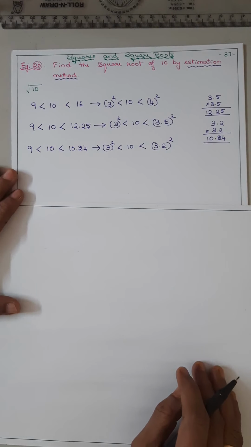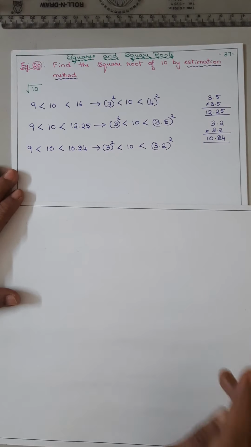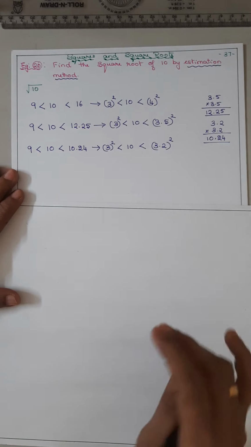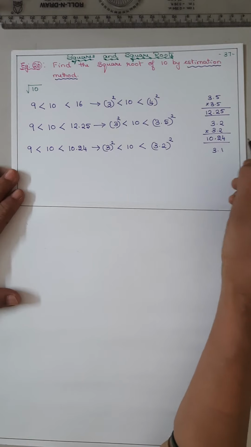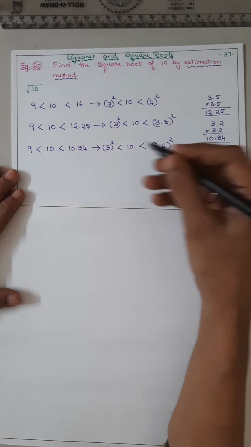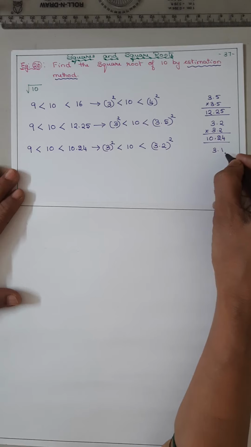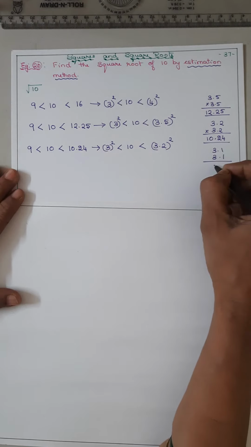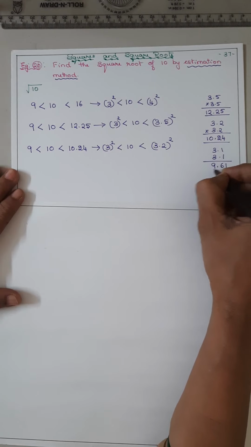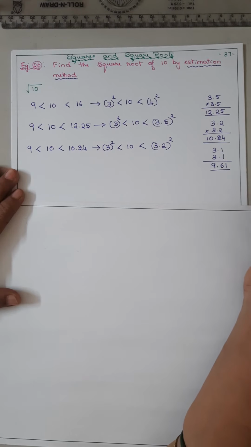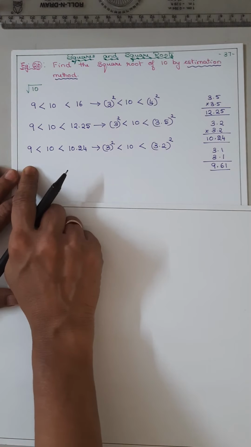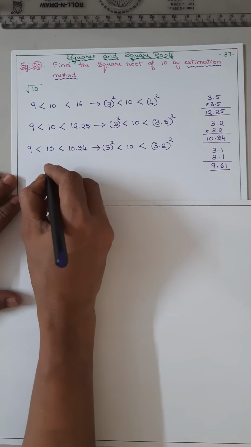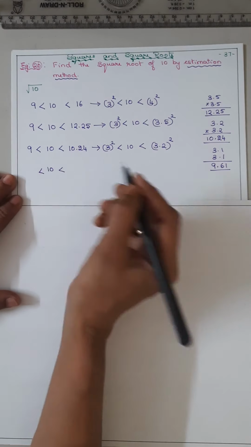Is it clear? Now it is exact between which two numbers? So we will try with 3.1. Just 3.2 is just more than 10. So it is 3.1. Try with that. So you will be getting 9.61. When you multiply, you will get 9.61. Means it is lesser than 10. So 10 comes between which all two numbers?